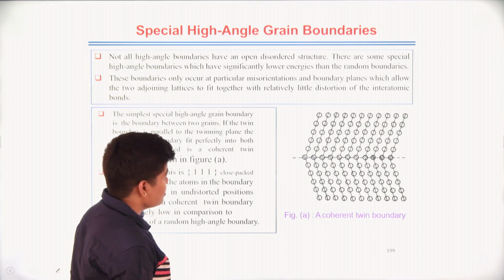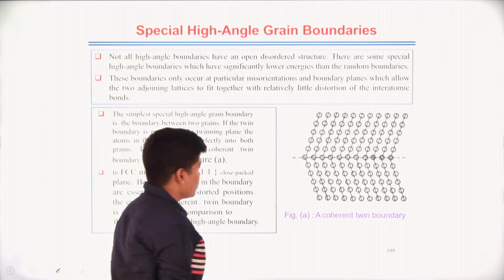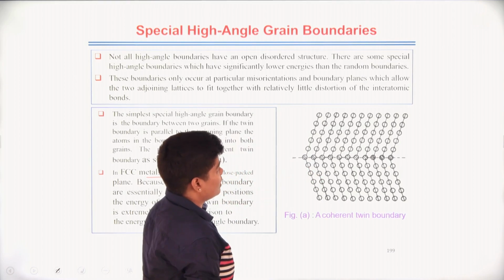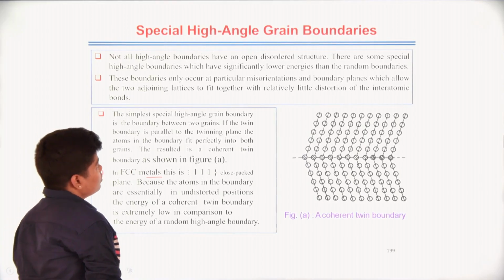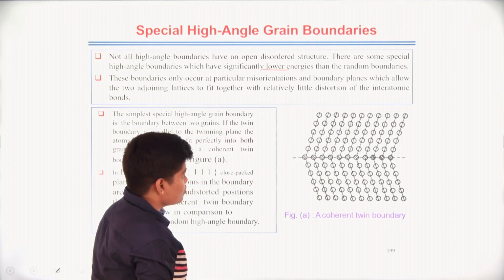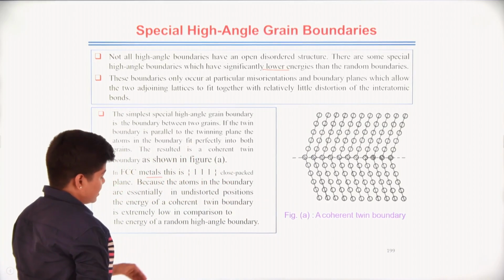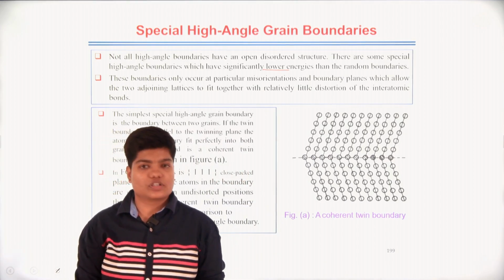Here we can see one example: an FCC, face centered cubic, metal with the 111 Miller indices. This is a close packed structure, and here we can see the special high angle grain boundaries. Although this could be an open disordered structure, it has significantly lower energy. So this is one type of coherent twin boundary. In the next slide, we'll see what a twin boundary is and what a coherent twin boundary is.